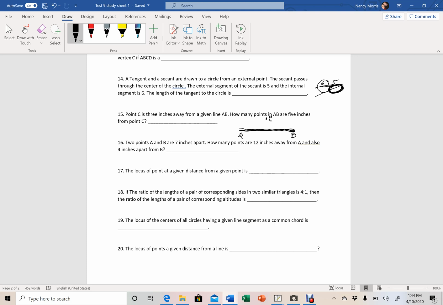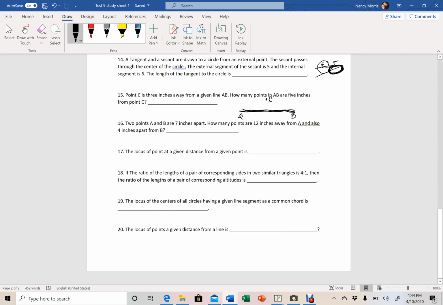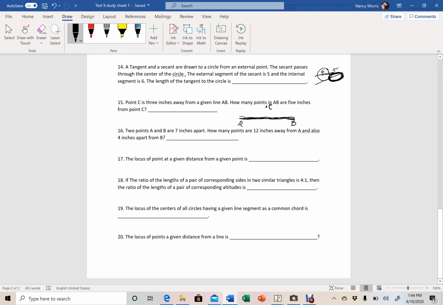Okay, number 17. The locus of points at a given distance from a given point is what? Okay, going back to our locus section. Okay, what will that create?